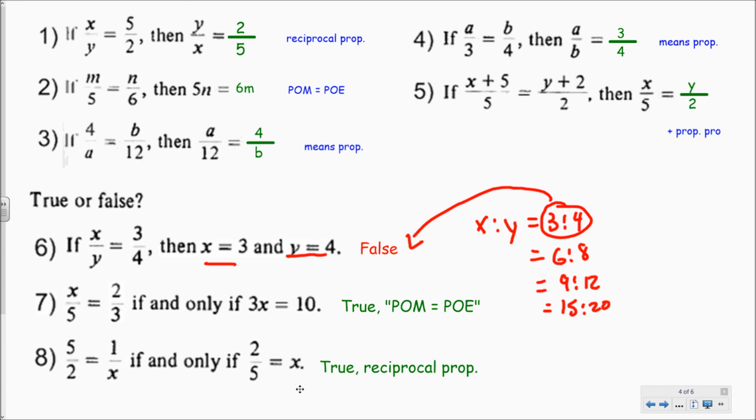So we'll see how we can use these properties in further examples as we continue in this material, and we'll see how we can use it in proofs when we start talking about similar polygons.